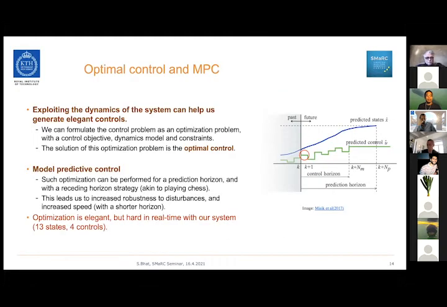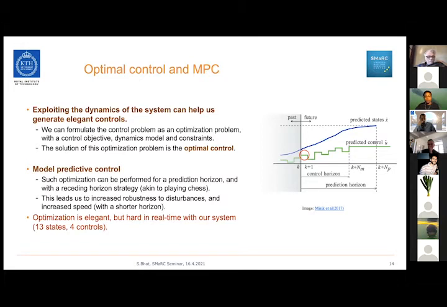control. So, like I mentioned in the beginning, while I was describing the problem of underactuation, exploiting the dynamics of the system can help us generate quite elegant controls. So if we formulate this control problem as an optimization problem and formulate a control objective, like to follow a certain trajectory or to minimize energy consumption, for example, and to use a dynamics model and provide specific constraints, we can solve this optimization problem using existing techniques, either using dynamic programming or Pontryagin's minimum principle, or nonlinear programming or other numerical techniques in convex optimization. And the solution of this optimization problem is the optimal control.